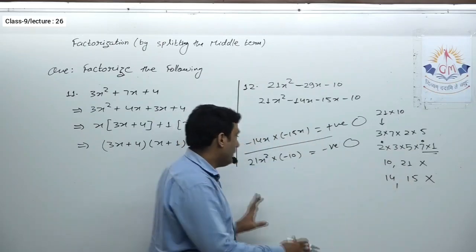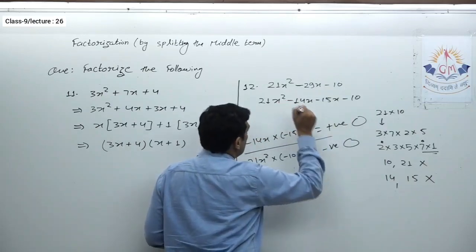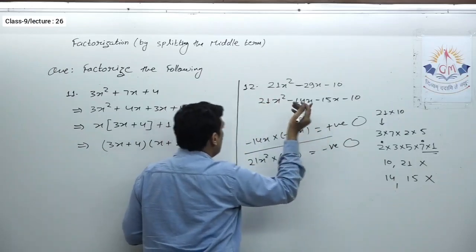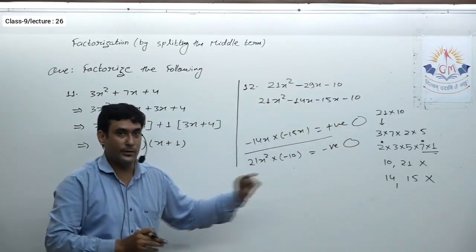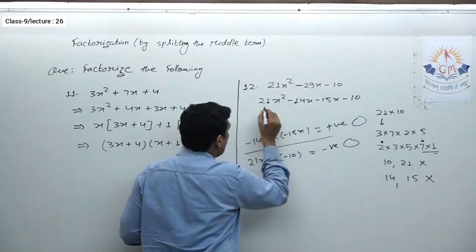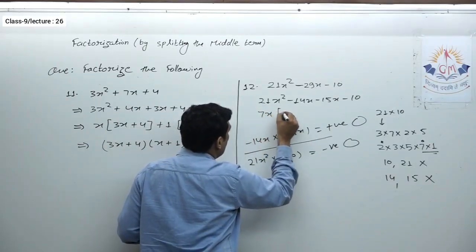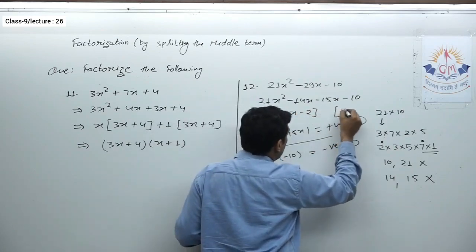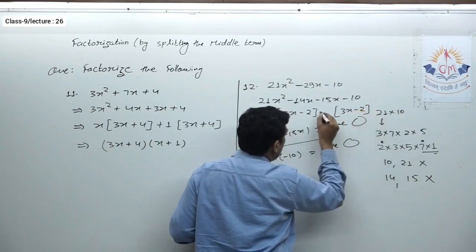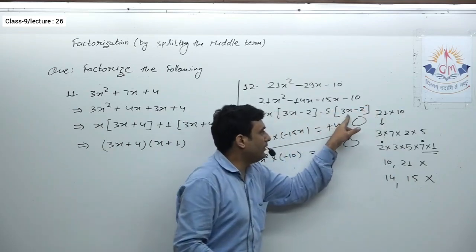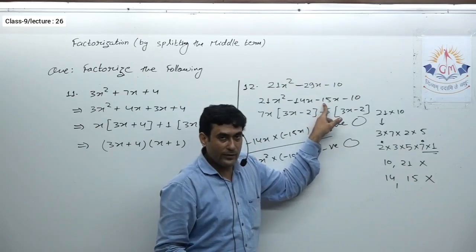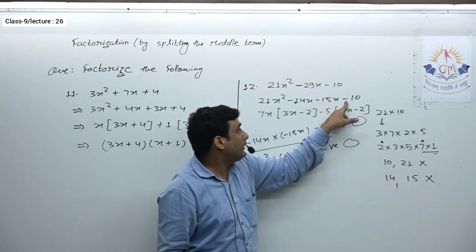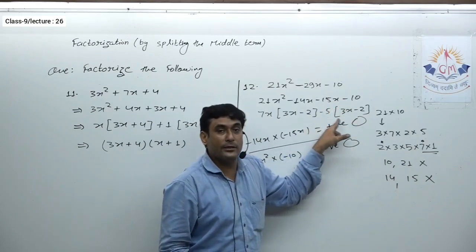One thing more, suppose you forgot to check this thing over here. Without checking, if you start taking common, then also you will get to know that this combination is incorrect. See how? From these two you can take 7x common, isn't it? So here you will get 3x minus 2. Now over here, if you write 3x minus 2, here it should be minus 5. Now minus 5 into 3x, that is minus 15x, that is okay. But minus 5 into minus 2 should be 10. That means if here it is plus 10, then and only then this combination is going to be correct.